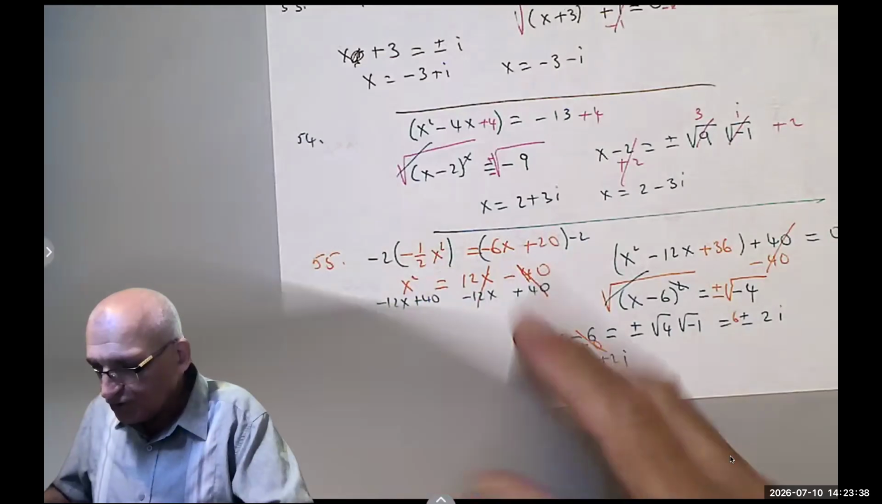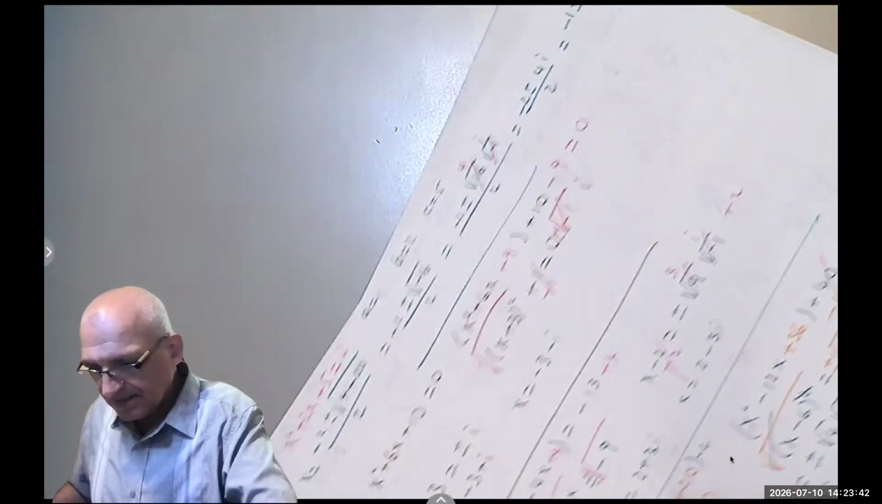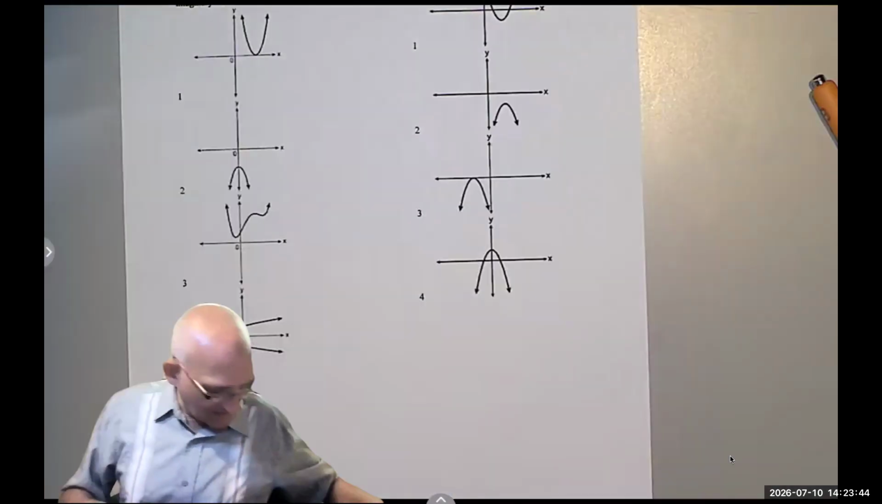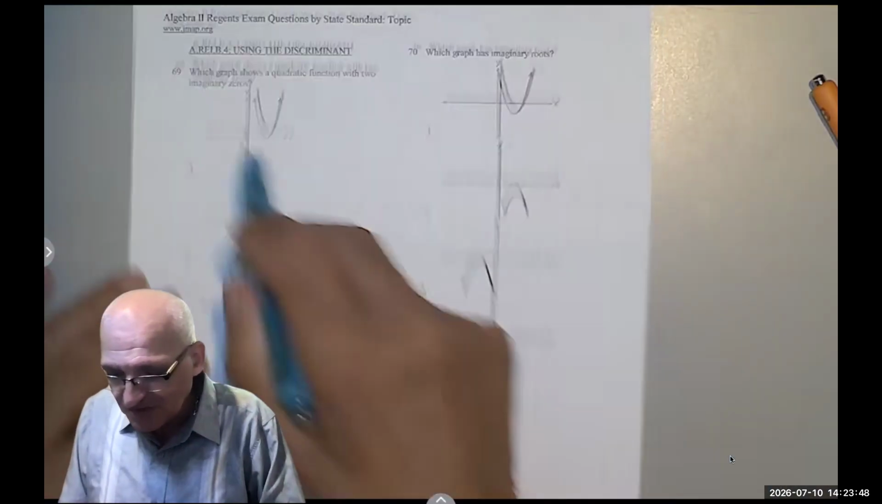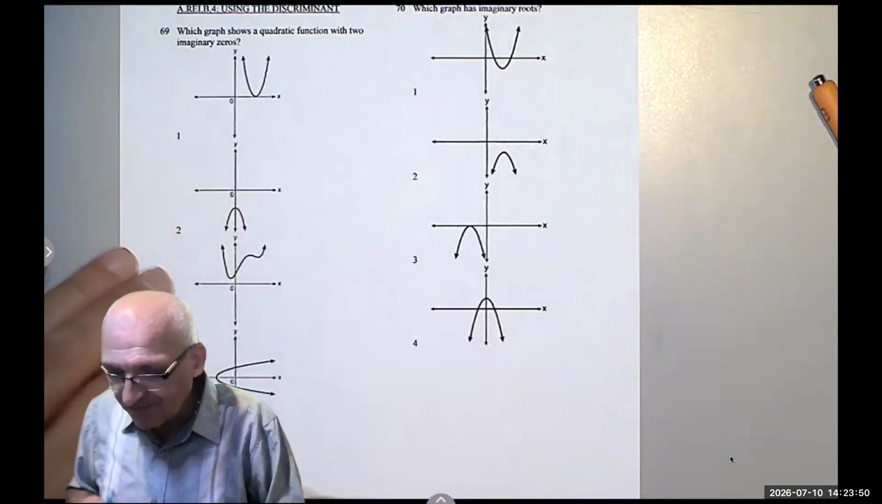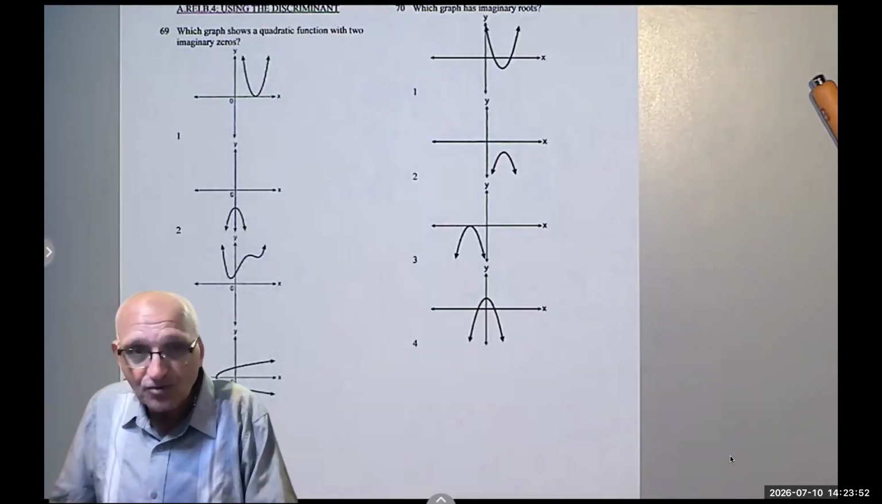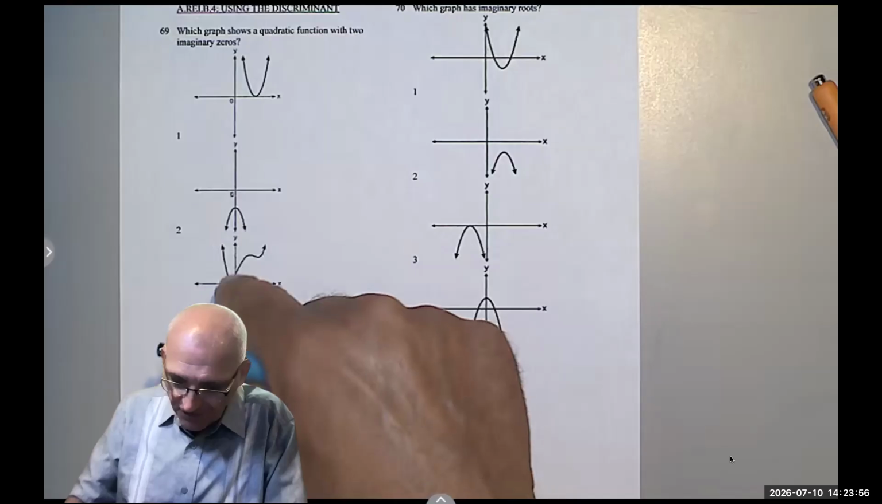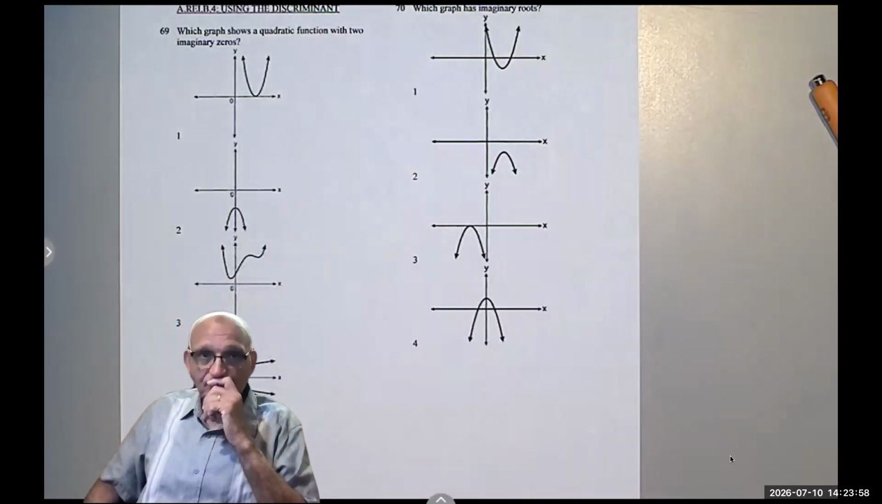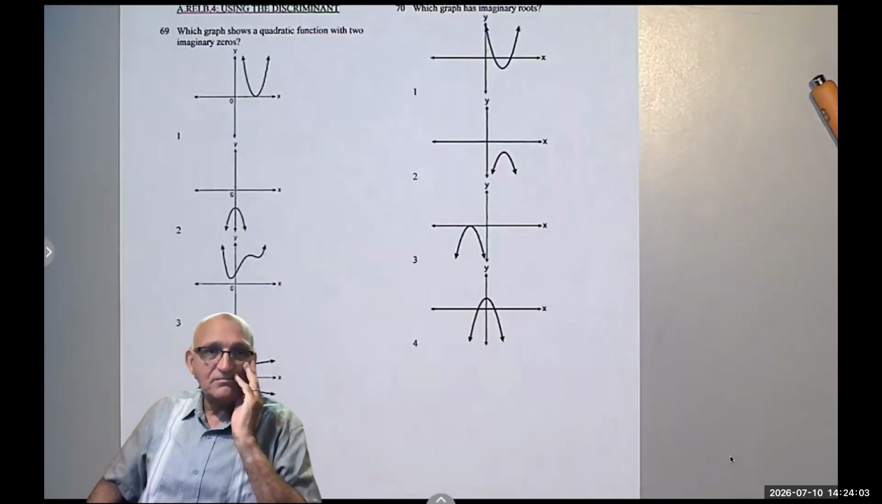Then two quick questions. They won't take us 5 seconds. In fact, I'm not going to solve them. It tells you which graph shows a quadratic function with two imaginary zeros. Is it 1, 2, 3, or 4? You tell me which one.